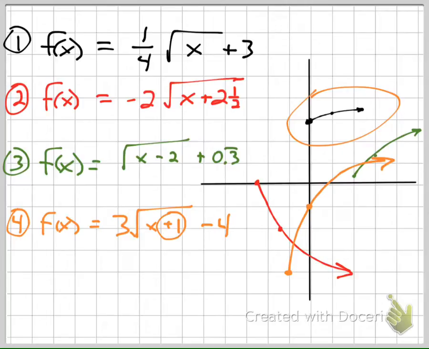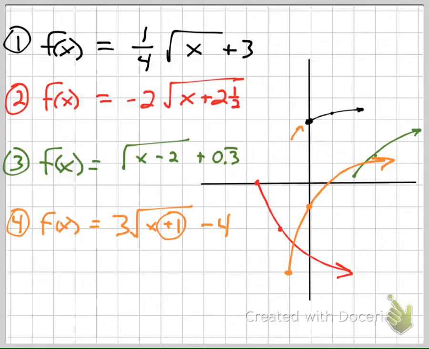Sorry, hold on. The domain is all things that x can be, right? And so that would be 0, right? The range, what is the range then? It's starting here and it's going up forever, right? It is going up forever. It doesn't look like it, but it is. So then it would be y is greater than or equal to 3.